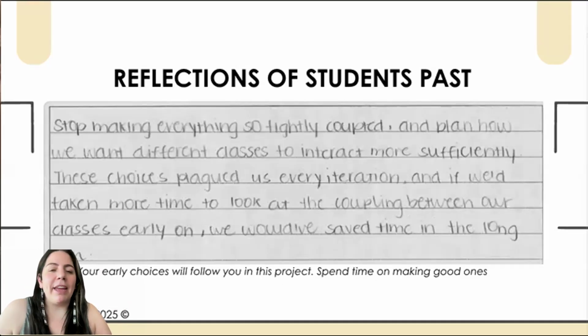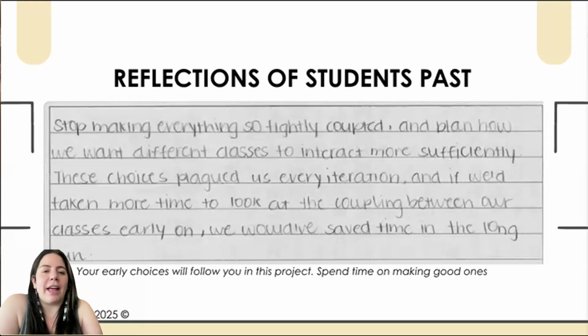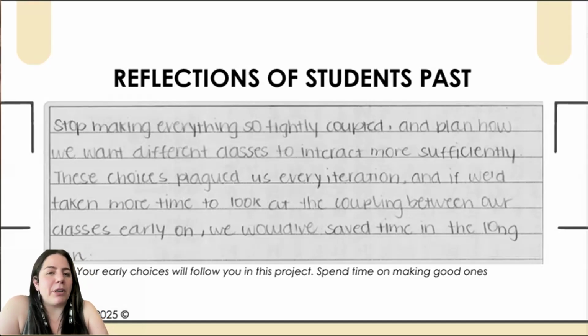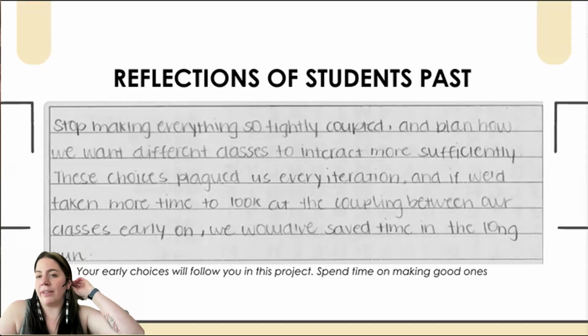Next, stop making everything so tightly coupled and plan how you want different classes to interact with each other. Okay, so these choices plagued us every iteration. And if we'd taken more time to look at the coupling, so the interactions between our classes early on, we would have saved time in the long run. So your early choices are going to follow you in this project. So spend some time up front making good choices.